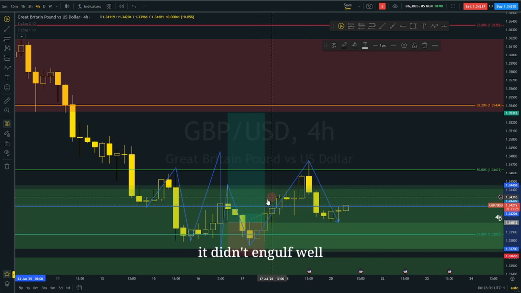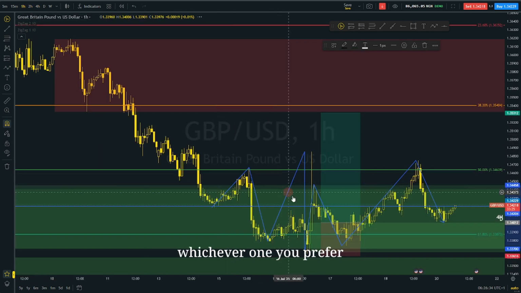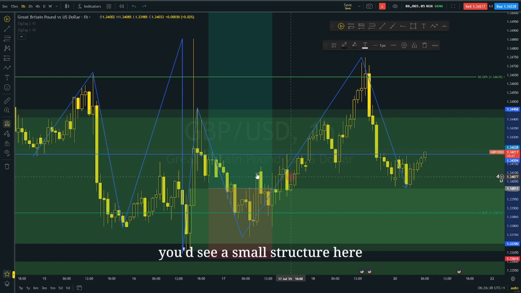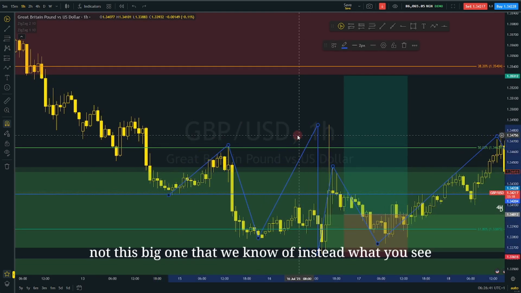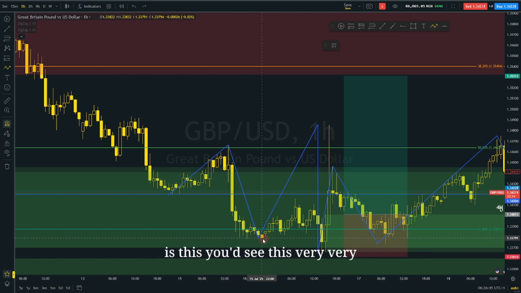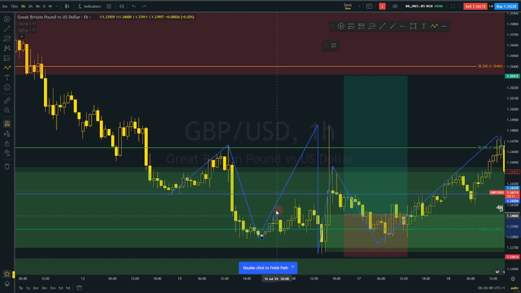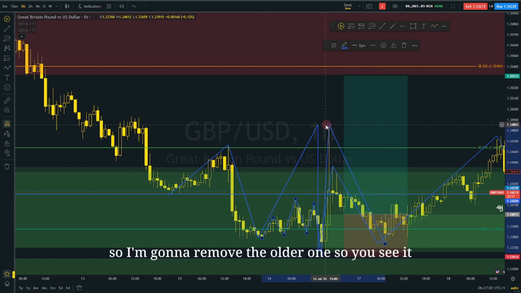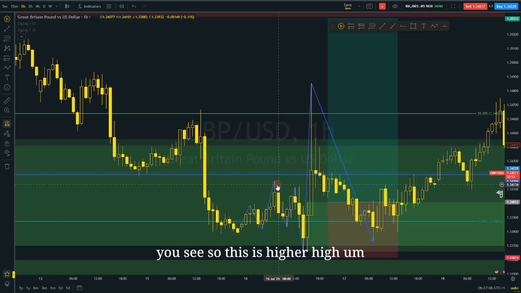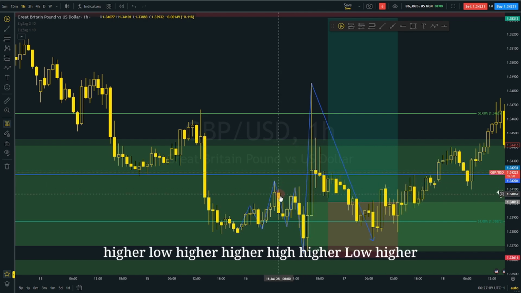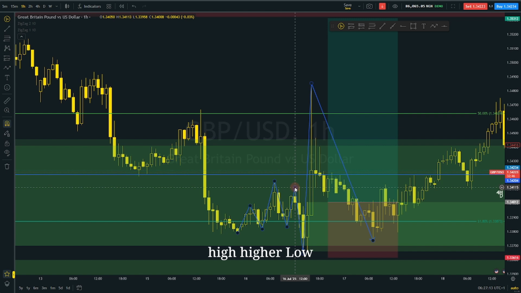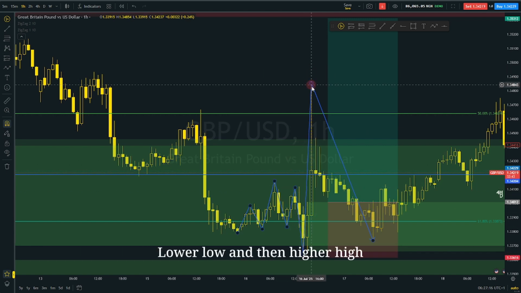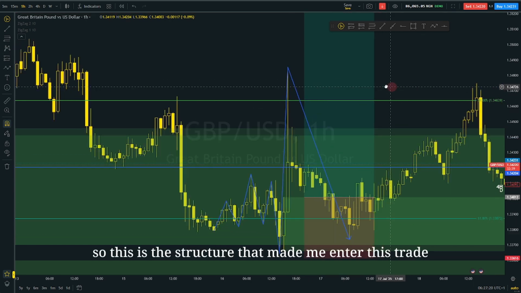It didn't engulf. But on the 1 hour or the 2 hours, whichever one you prefer, you would see a small structure here, not this big one that we know of. Instead, what you see is this very funny structure. See, price made this low and then made another low, and price burst above and came back for a retest. So I'm going to remove the older one so you see it. So this is higher high, higher low, higher high, higher low, higher high, higher low, lower low, and then higher high, higher low. So this is the structure that made me enter this trade.